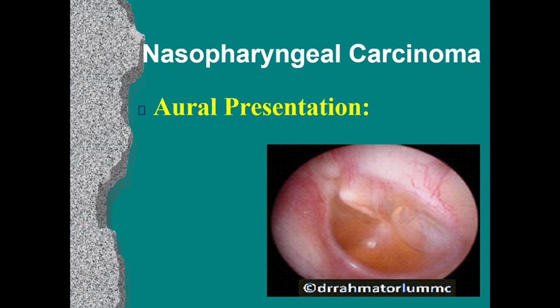The aural symptoms, of course, are unilateral secretory otitis media due to eustachian tube obstruction on the same side of the tumor. This will result in secretory otitis media. As you see in this picture, there is a fluid level, and there are signs of retracted drum, such as foreshortened handle of malleus, prominent lateral process, and so on.